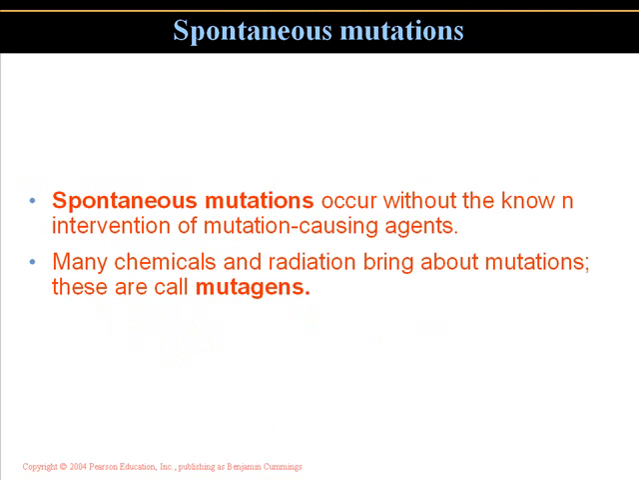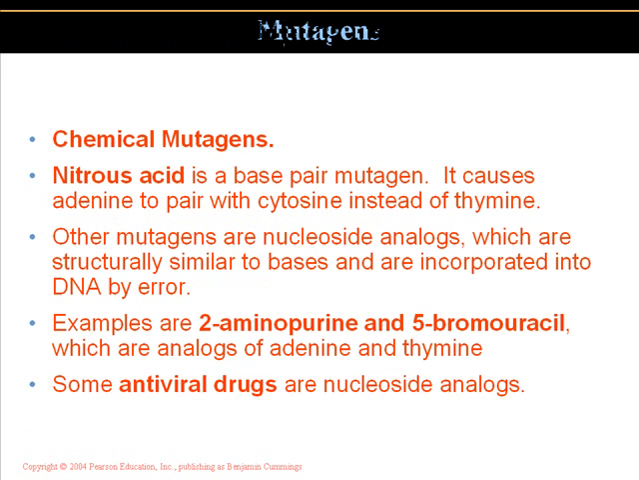Spontaneous mutations occur without any known intervention, mutation-causing agent. Many chemicals and/or radiation exposures bring about these types of mutations. Chemicals and/or radiation are referred to as mutagens, substances that can bring about mutations. There are chemical mutagens that we hear about in the environment. Some include nitrous acid, which is a base pair mutagen, causes adenine to pair with cytosine instead of thymine, which is a no-no. Other mutagens are nucleoside analogs.